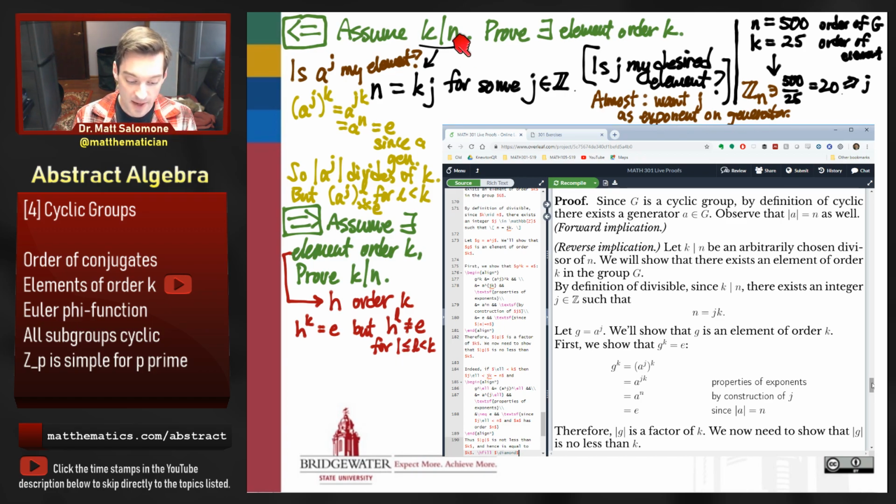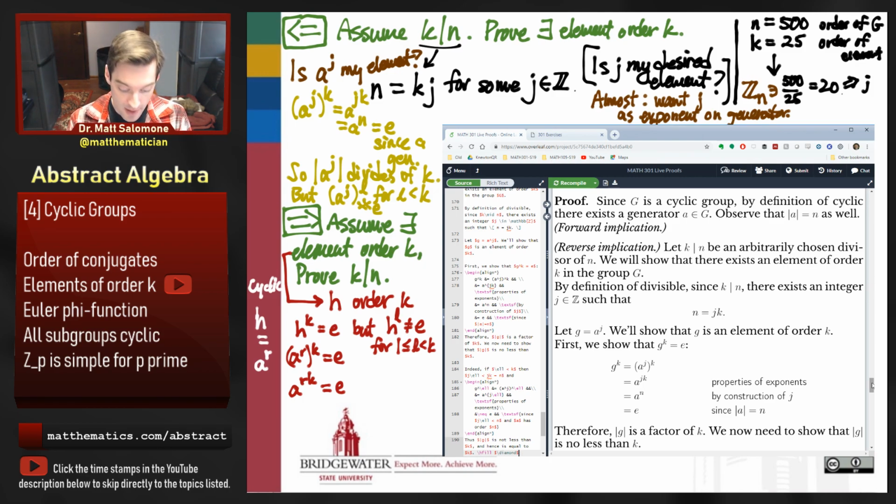But on the other hand, because we have a cyclic group, h is going to be some power of our generator. So h is going to equal a to some power. I don't know what I want to call that power. Maybe we'll call it r. Okay. So this is because my group is cyclic. h is some power of this generator. And so h is equal to a to the r. So a to the rk is equal to the identity. By properties of exponents. And so this must mean a to the rk is the identity.